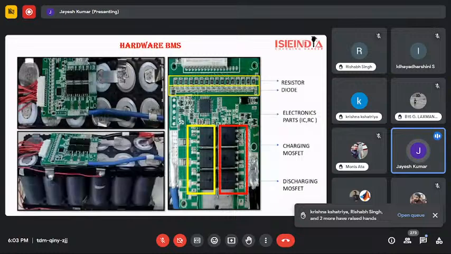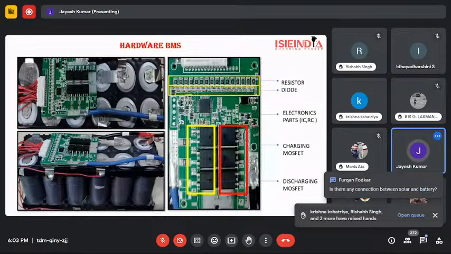So this was the picture of one of the 16S 12S BMS. This was a picture of our center only. The cells are connected in series, and the output voltage we get from this is from 3.7 up to a 48 volt supply. We are getting output from this battery pack.